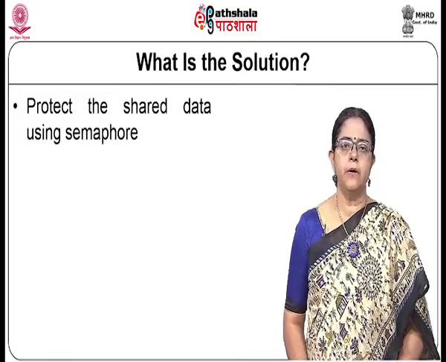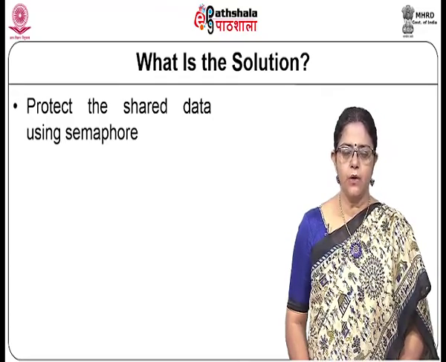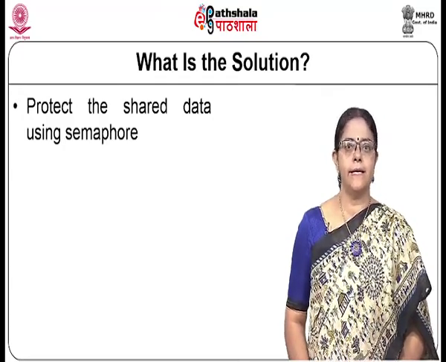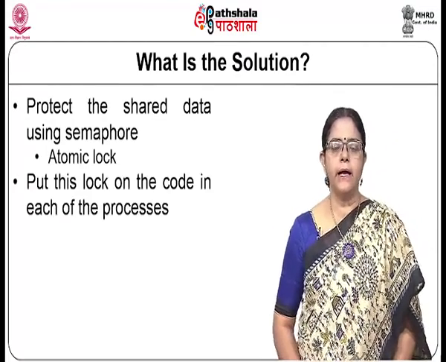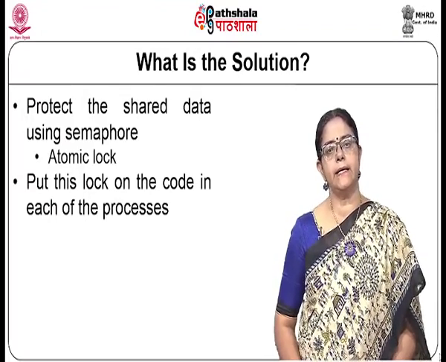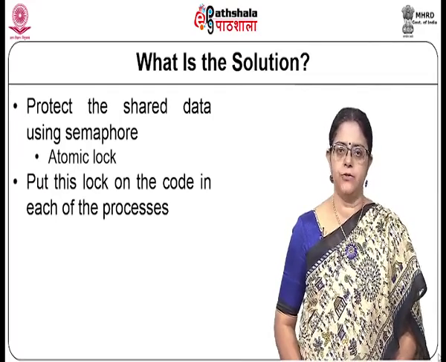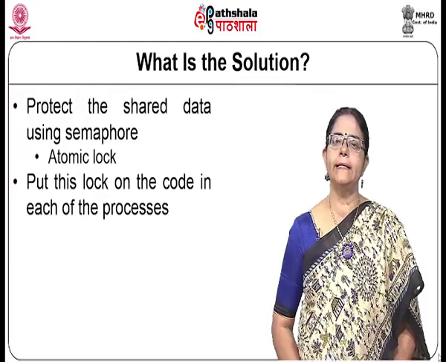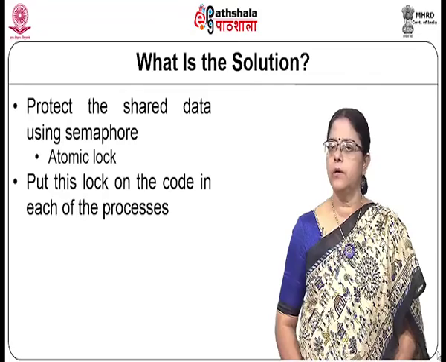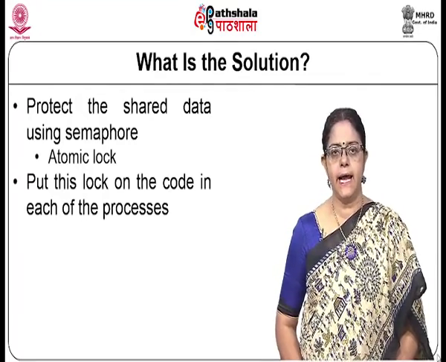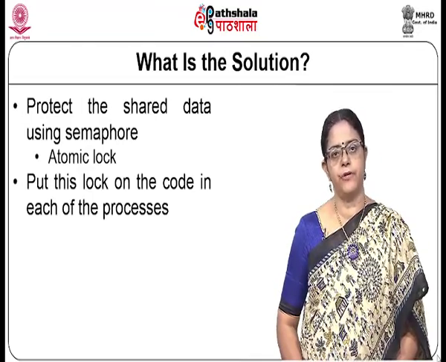In operating system, you will learn that this kind of shared data can be protected using a mechanism called a semaphore. So, what is a semaphore? Semaphore is an atomic lock. Atomic lock means that the access to the lock will be indivisible, will be atomic. That means, when one entity is accessing the lock or trying to test and put the lock on the value, no other entity can access that. So, this is the concept of atomic lock, and semaphore is an atomic lock.